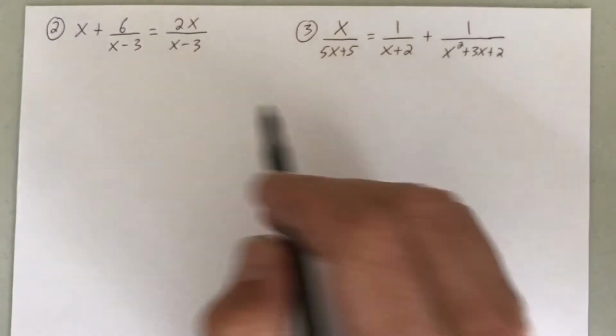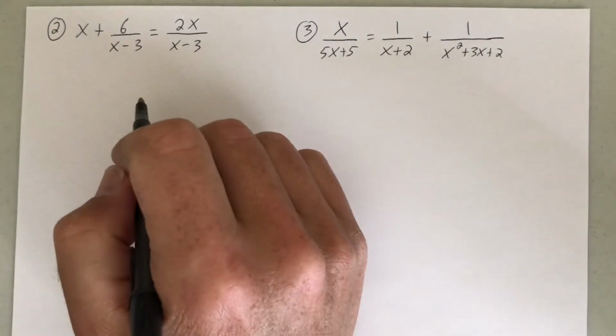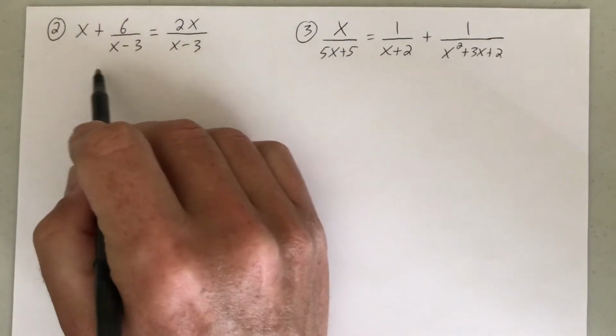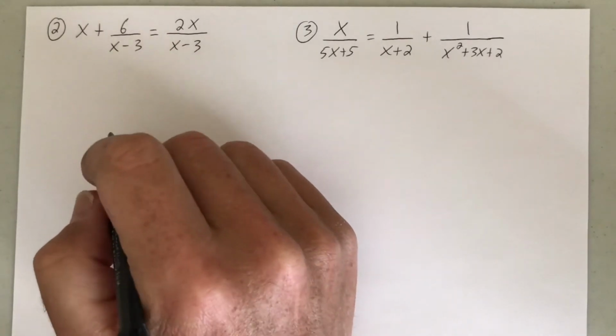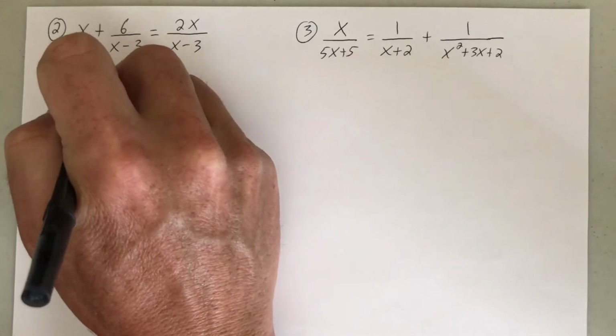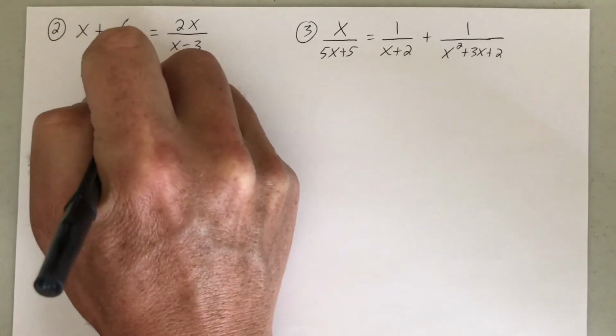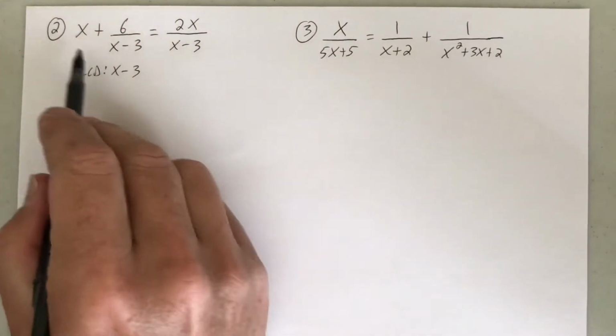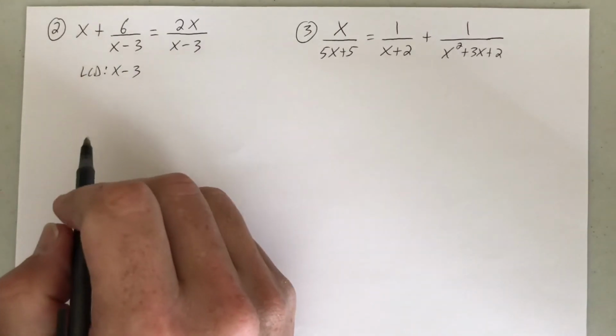You can see we got numbers 2 and 3 up here. So looking at number 2, there's nothing that we can factor in a denominator, so we're just going to identify the least common denominator, which here is just going to be x minus 3. So what we're going to do is write this now with our least common denominator, correcting for our numerators.